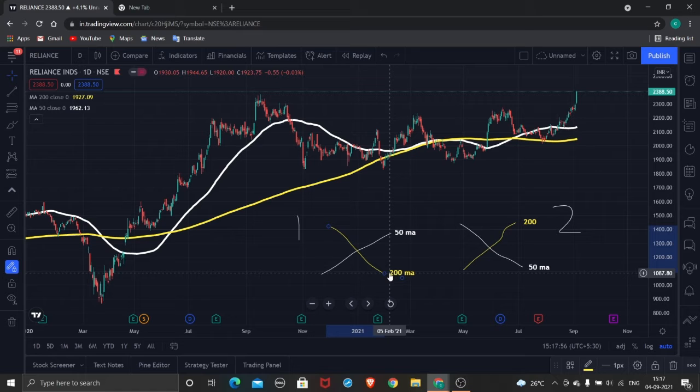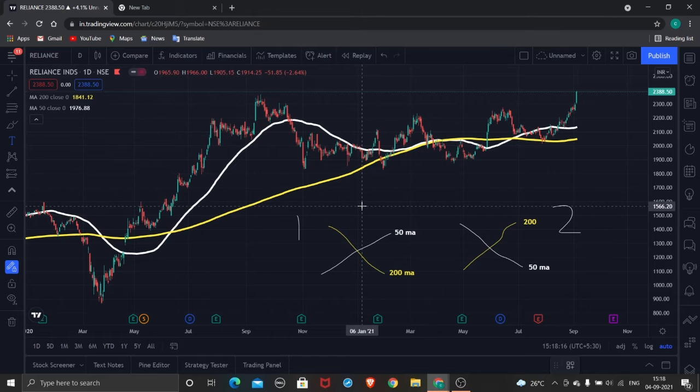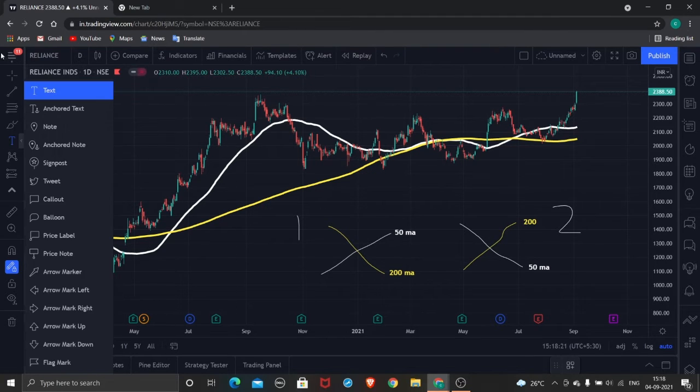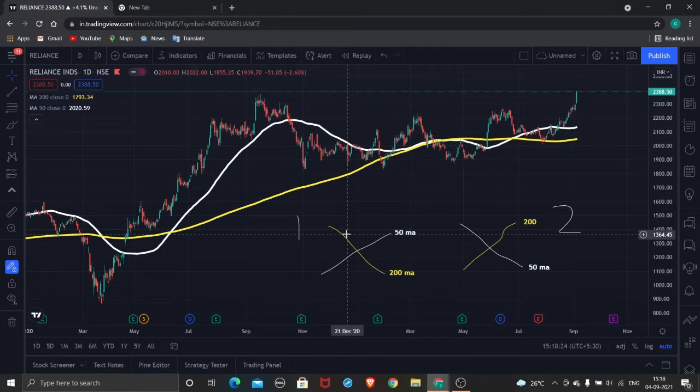The first one is a scenario in which the 200 moving average is crossing downward. We can say the 200 is coming from the upward direction to the downward direction, and the 50 moving average is coming from the downward direction to the upward direction. A setup in which the 200 moving average goes below the 50 moving average always indicates a bullish market, a market in which the price of a stock is going to rise. Let me repeat for you. If the 200 moving average crosses the 50 moving average in a downward pattern, we can observe that.